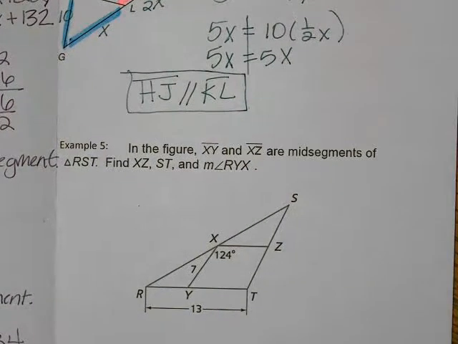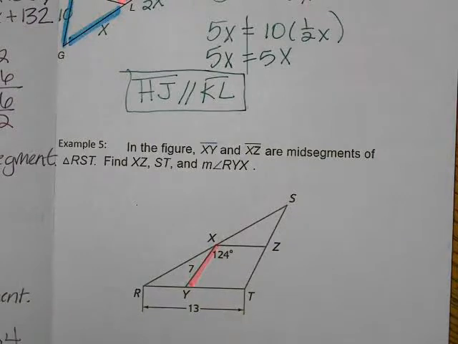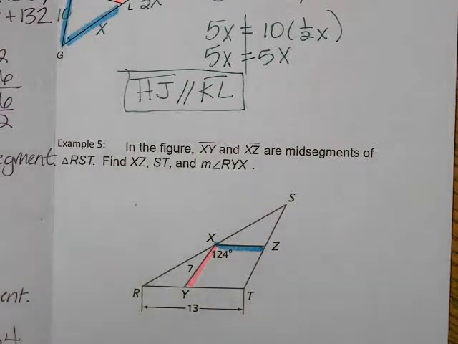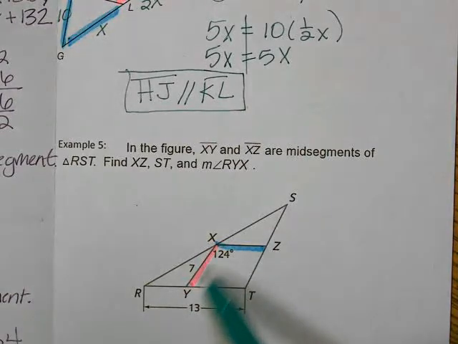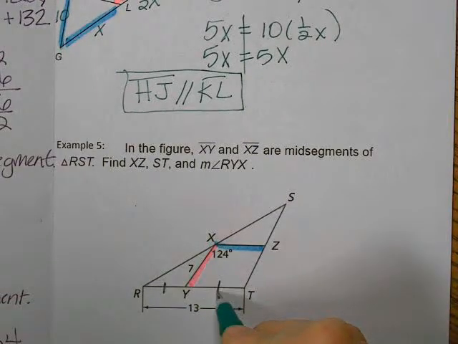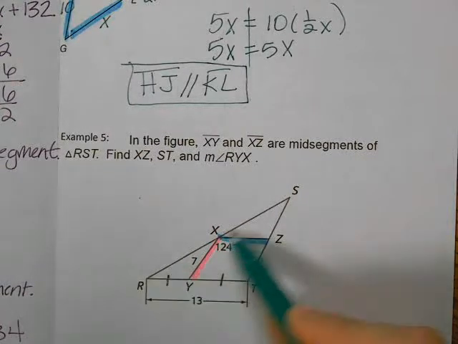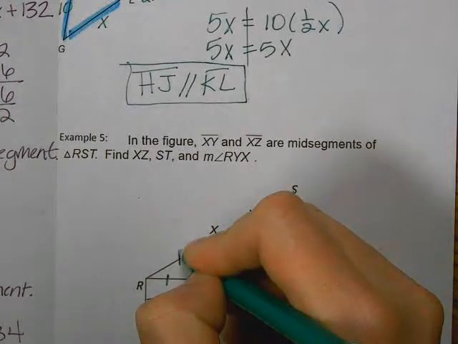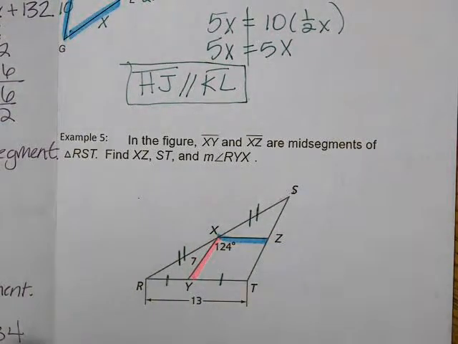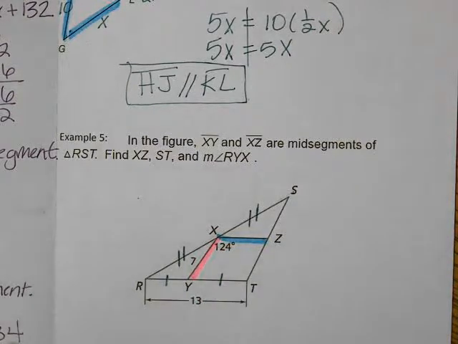In example 5, it says that XY, I'm going to make that one pink, and XZ, they call them midsegments. So remember what we said about midsegments, that they cut the side lengths in half. So let's just talk about the pink midsegment for right now. The pink segment is a midsegment, so that means RY and YT are going to be the same length. It also means that it's cutting this line in half. So XS and XR will be the same length. So because of that pink midsegment, it cut this line in half and it cut this line in half, because that's what midsegments do.